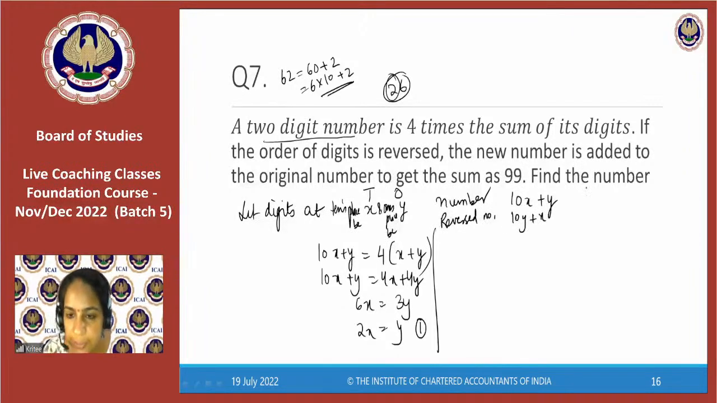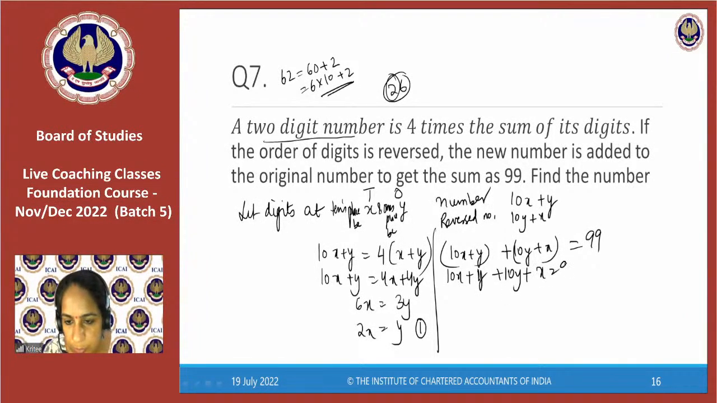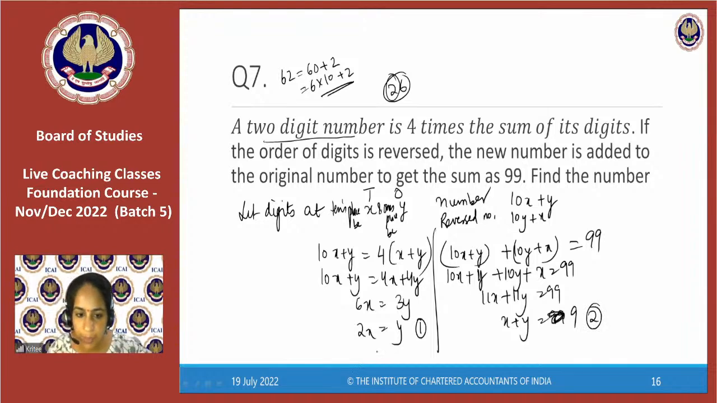10y plus x. If the order of the digits is reversed and the new number is added to the original number, that is, the original number plus the reversed digit number, they are added. The sum is 99. Open the entire bracket. 10x plus y plus 10y plus x is equal to 99. 11x plus 11y is equal to 99. So x plus y is equal to 9, is your next equation.